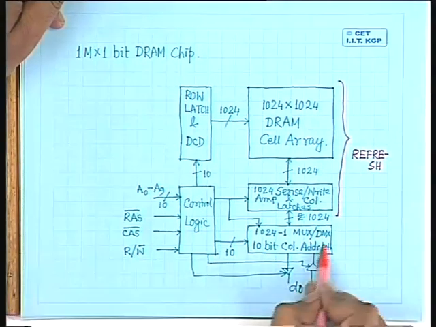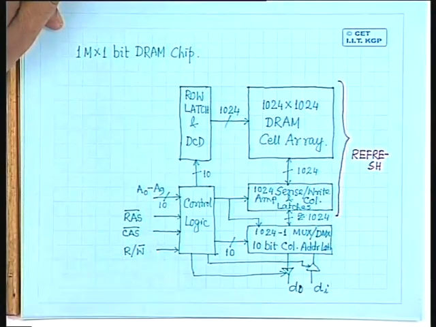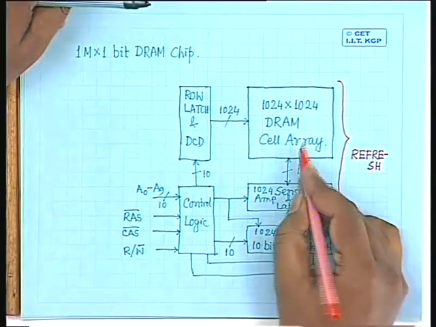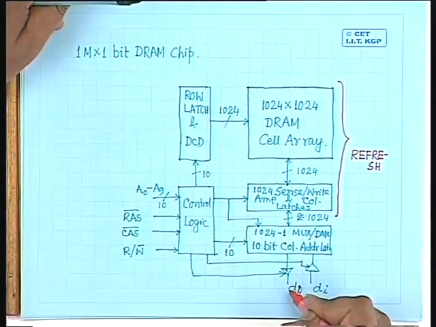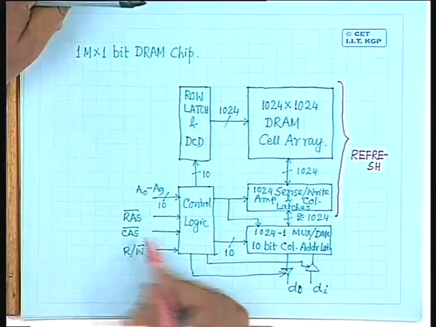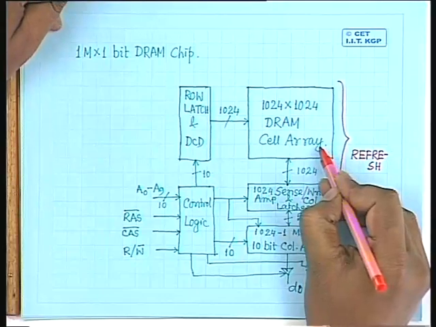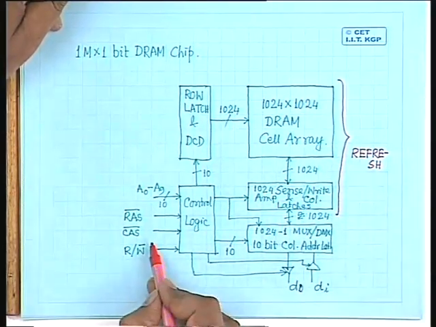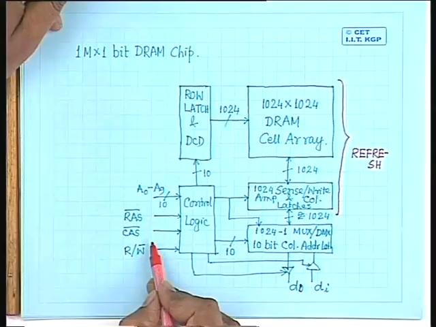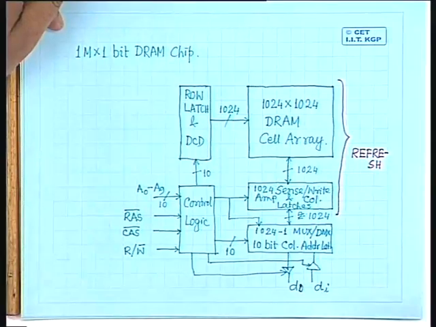And you find that this unit is active only when the CAS bar is active. That means you provide a column address. Then data from one of the cells will be available on the output data line when you give the proper column address along with the column address select, or data from the input will be written into one of the cells in this DRAM cell array, again when you give the column address along with the column address select input. And this is the line which is connecting to the external world.